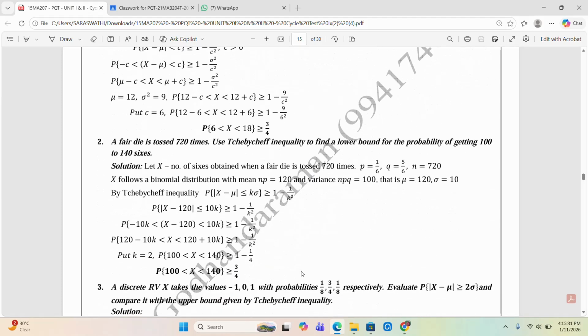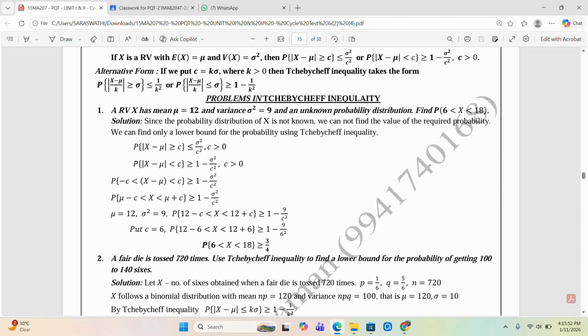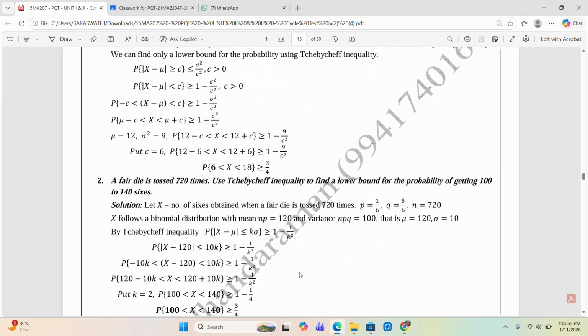And then the next question. A fair die is tossed 720 times. Using Tchebycheff inequality, find a lower bound for the probability of getting 100 to 140 sixes. So now here we have to find the mu value and sigma. In the previous question, mu and sigma square values are given. But in this question there is no mu and no sigma square.